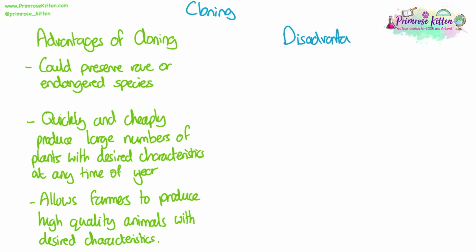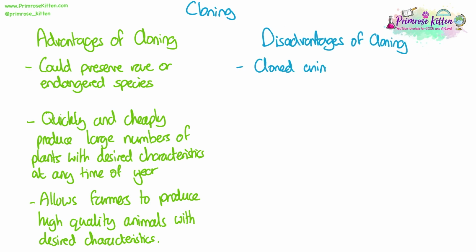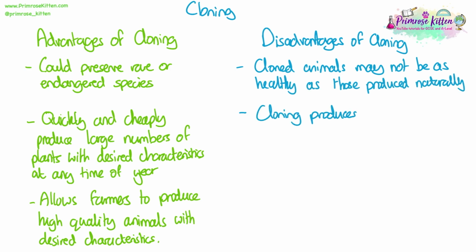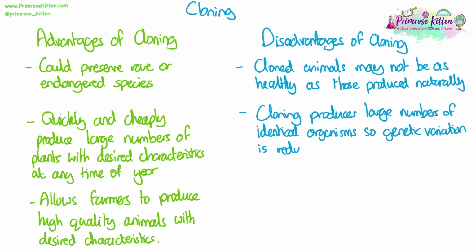What are the disadvantages of cloning? Cloned animals may not be as healthy as those produced naturally. Cloning produces large numbers of identical organisms, so the genetic variation is reduced. So then we have the same issues that we have with inbreeding, with selective breeding as well. So they could be less resistant to new diseases, and that could be a problem because they could be wiped out by a new pathogen.